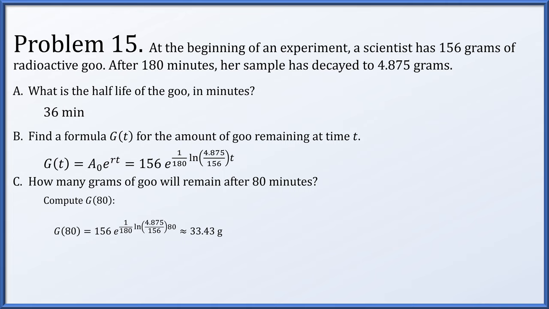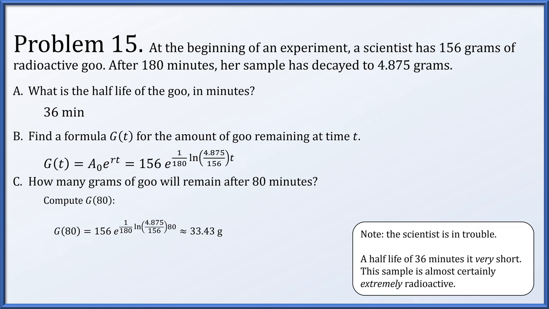The real work in this problem was in part A, solving for r. I would point out that our scientist is probably in a lot of trouble. I am not a nuclear physicist, but a half-life of 36 minutes is a very short half-life. As substances decay, energy is released, and the faster they're decaying, the more energy is being released. And that energy has to go somewhere. So this sample is probably extraordinarily radioactive, especially having started with 156 grams of the stuff. That's kind of a lot. So there's a lot of radiation going on here.